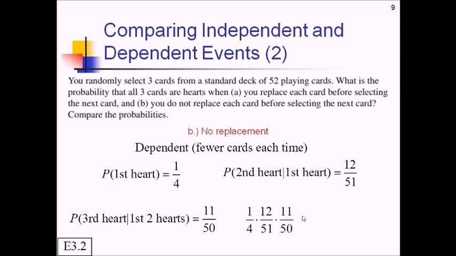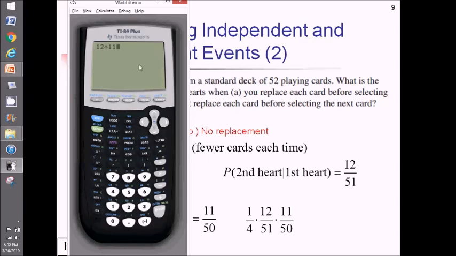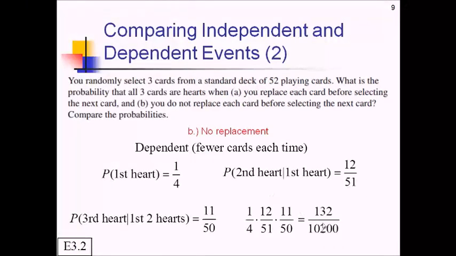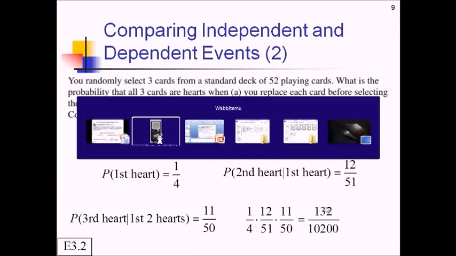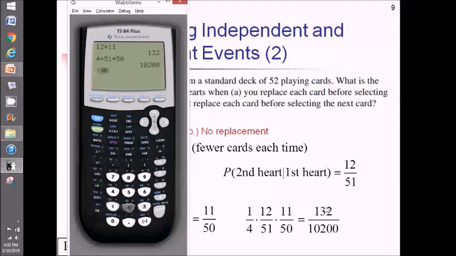And I'm going to use the calculator to figure this one out as a percentage. So for the numerators, I've got 12 times 11. That's 132. For the denominators, we have 4 times 51 times 50. That's 10,200. So there's kind of the original fraction. Now dividing these, I've got 132 over 10,200 for a percentage of about 1.3% if we round off.